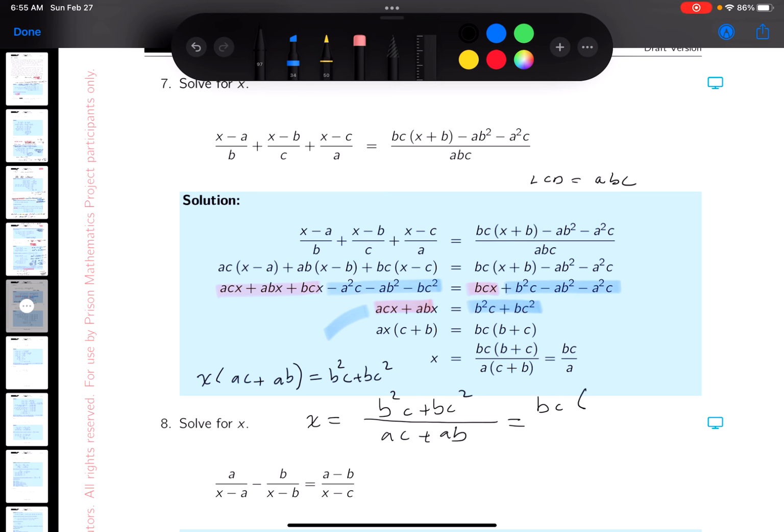And then what do you get? You get B plus C. I'm going to factor the bottom, and that's an A. And what do you get? C plus B. Well, C plus B and B plus C are the same thing. Addition's commutative. So you're left with BC over A, right over here.